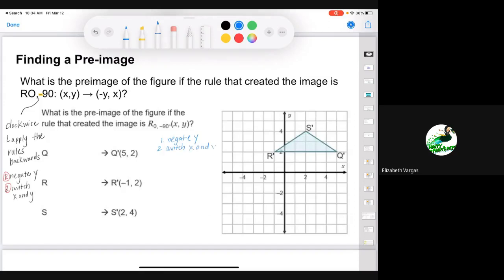Because we know when we're looking for the pre-image, we need to do the opposite of what we originally did. What we originally did and what we just identified is we originally switched x and y and then negated y. That's how we originally did a negative 90 degree rotation. However, because we're looking for the pre-image, we want to work backwards. So that means doing the opposite. So let me go ahead and negate y. And then now switch x and y.